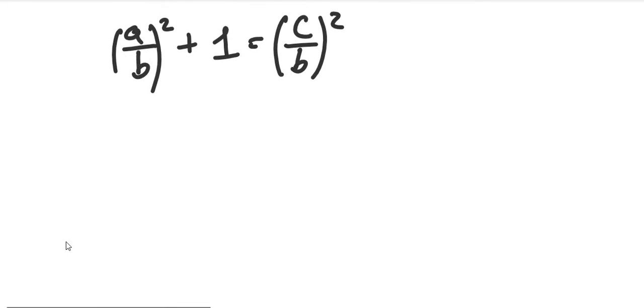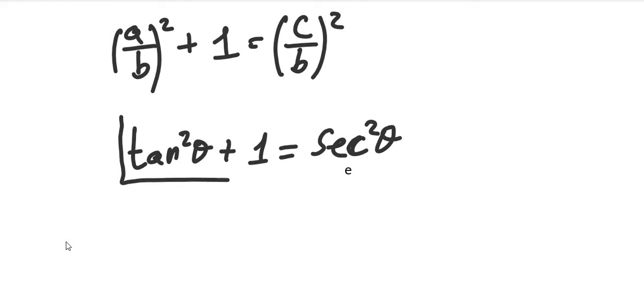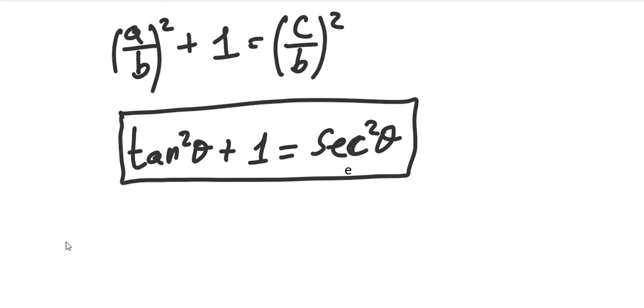Now I know that A divided by B, A is my opposite and B is my adjacent. I will obtain tan squared theta plus 1 is equal to C divided by B, which is my sec theta. Then I will obtain sec squared theta. This is a very important expression in trigonometry.